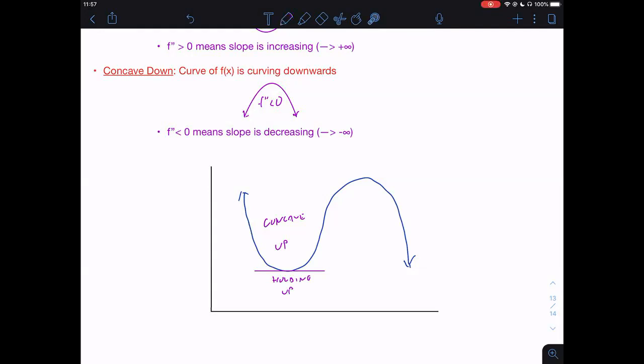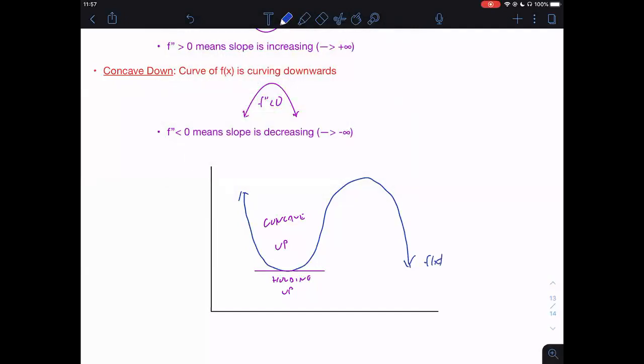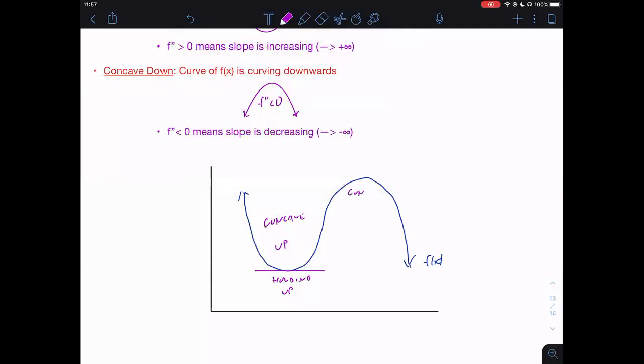Okay, but at some point, it starts to change its curvature. Our function f of x starts to change its curvature, and in the change of curvature, it starts to open downwards. So the cavity becomes down, it becomes concave down. So when we have the downwards curve, our function is concave down.